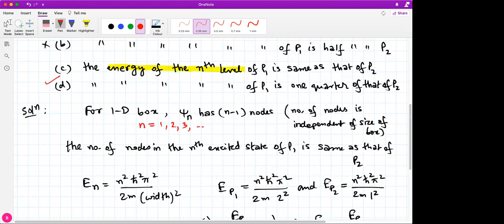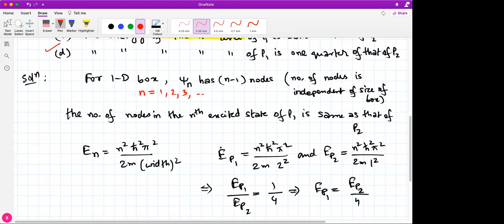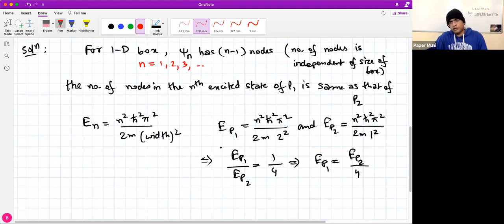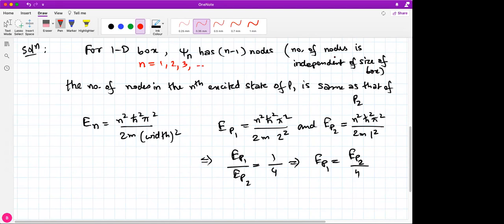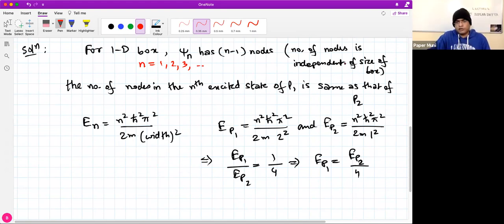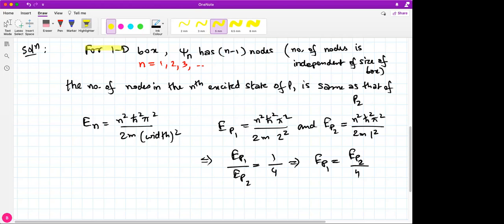So it depends, and you have to check. The statement that the number of nodes is independent of the size of the box holds true for any box. That holds for everything. But the statement that psi n has n minus 1 nodes, you have to check one by one before making a general statement. I have specifically written this for the 1D box.